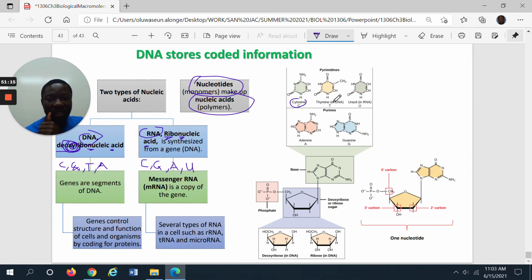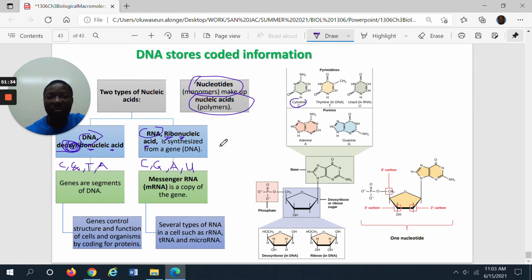So anytime I see T in DNA, I'm going to substitute it with U because T should not be in RNA. So anytime I see T in DNA, if I'm using that same DNA strand to make an RNA, then it will be replaced by uracil.